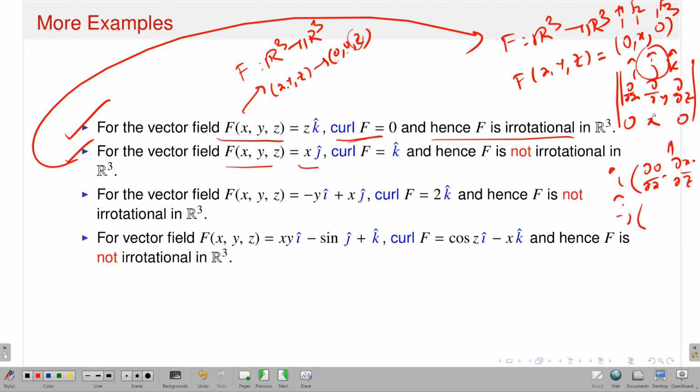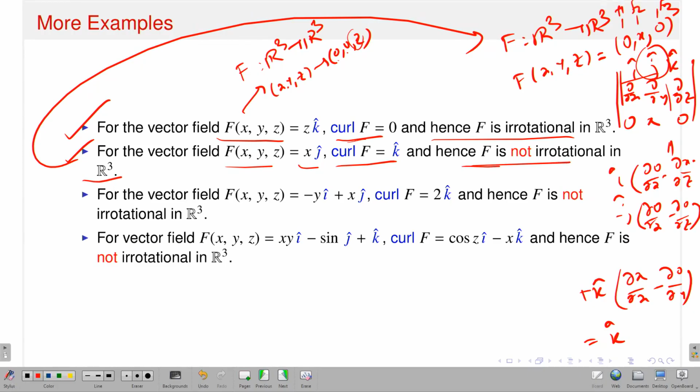Now, minus j cap. That will also not survive. So, that will also be 0. I mean this is del 0 del x minus del 0 del z, that is also 0. So, let us see the k cap. K cap means this and this. So, this is del x by del x minus del 0 del y. So, that will give you k cap. Okay. And that is exactly what I have written. So, curl of F is exactly equal to k cap, which is not 0, and therefore, my corresponding vector field is not irrotational in R3.